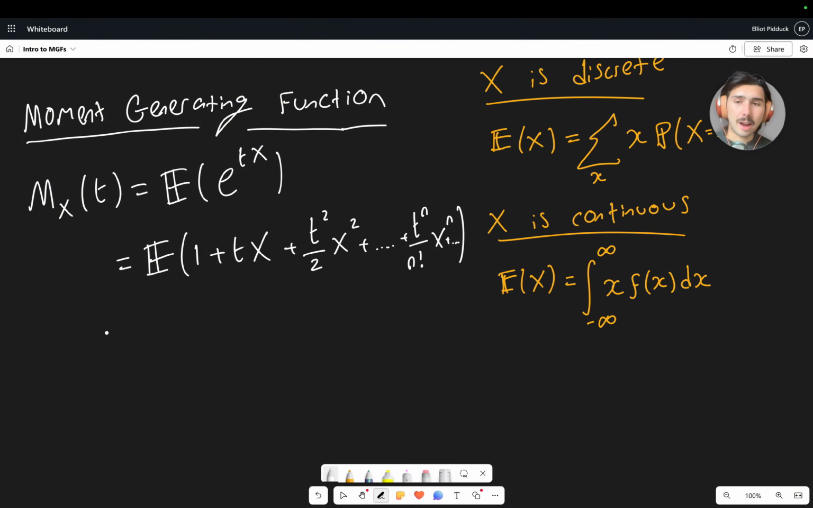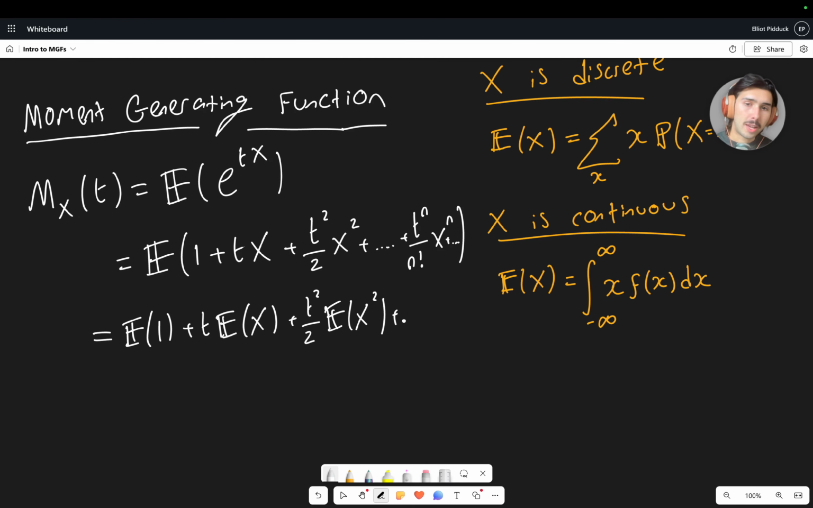Well, we can use the linearity of expectation to rewrite it once again. It's the expected value of 1 plus t times the expected value of x plus t squared over 2 times the expected value of x squared, and so on and so forth. And in general, we've got t to the n over n factorial times the expected value of x to the n plus dot dot dot. And again, it goes on absolutely forever because it is an infinite series, a power series, but we can do this. t is not a random variable, it is just a real number, and so we are allowed to take it out of the expectation. We're allowed to do this.